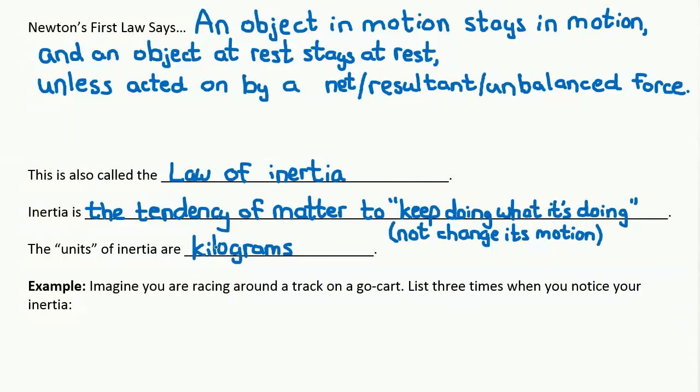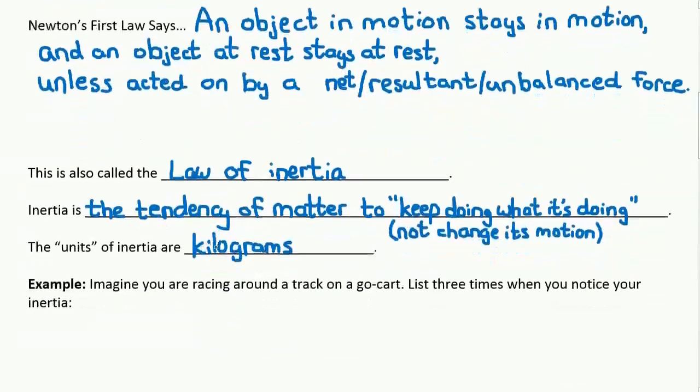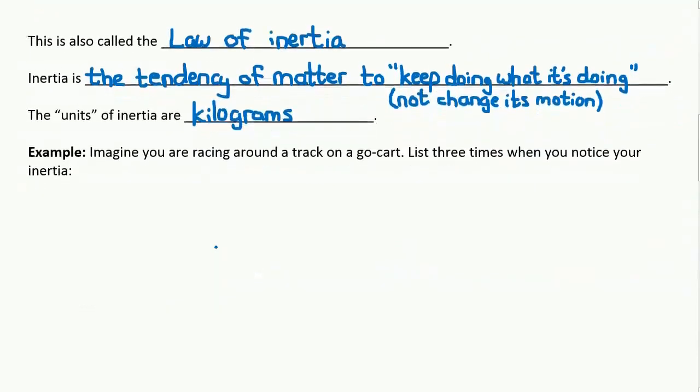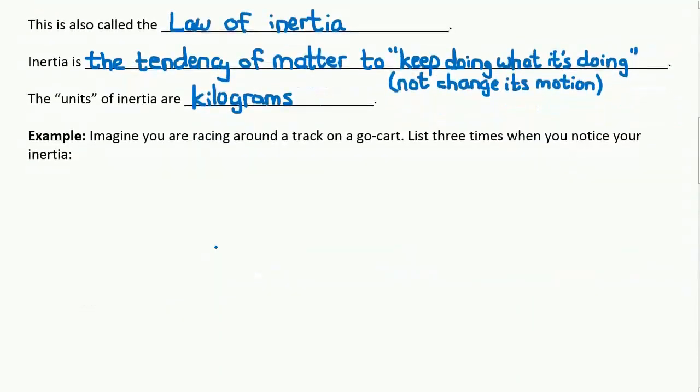Now, I want to use this example to get you to think about inertia a little bit more. So imagine you're racing around a track on a go-kart. What I want you to do is list 3 times when you notice your inertia. 3 points on that track, 3 things you might be doing with your go-kart where you suddenly notice, ooh, this thing has inertia. It wants to keep doing something, and I'm trying to change that. So usually the 3 things people say here are, speeding up.